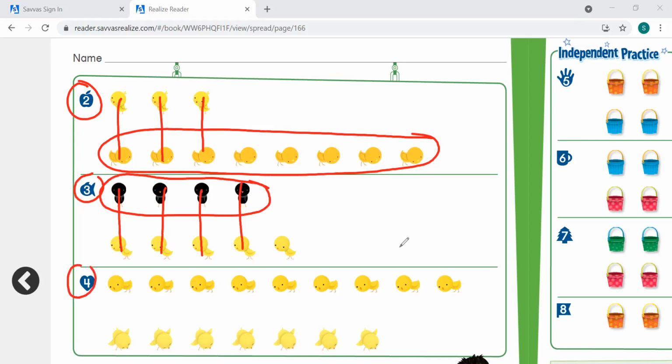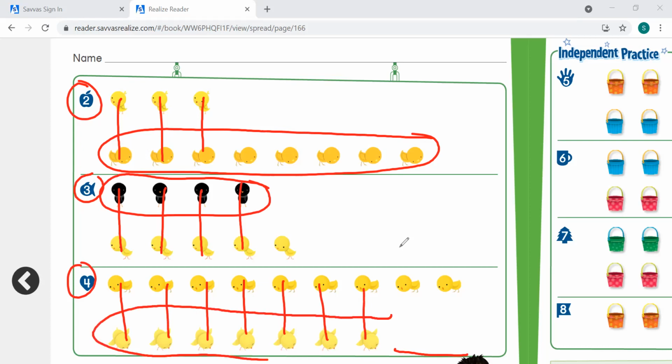Let's do it again for number 4. We're going to compare the two groups, and then we are going to draw a circle around the group that is less in number than the other group. I cannot compare anymore. I do not have any chicks down here to compare, so that makes this group less than the top group.